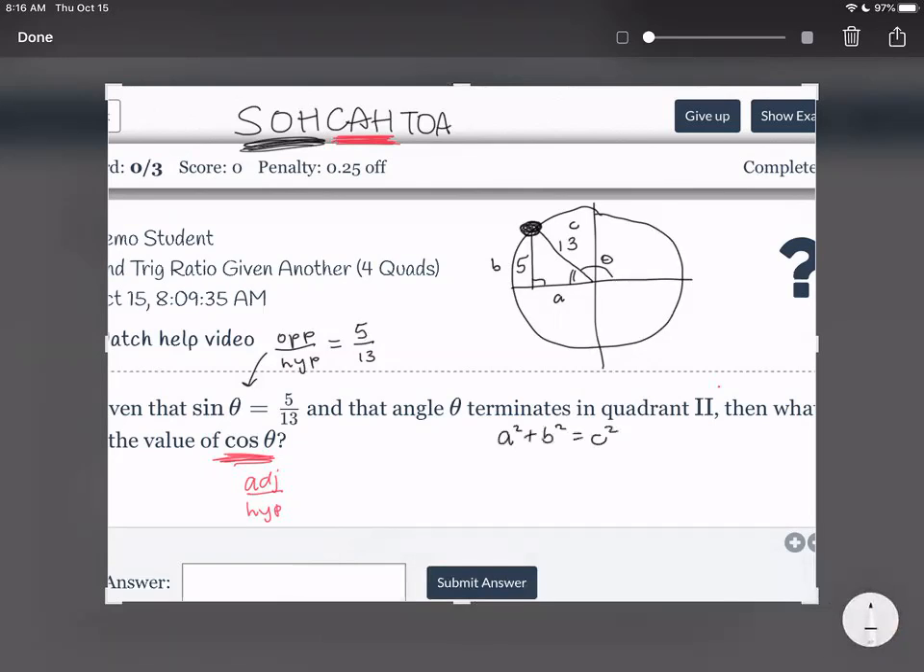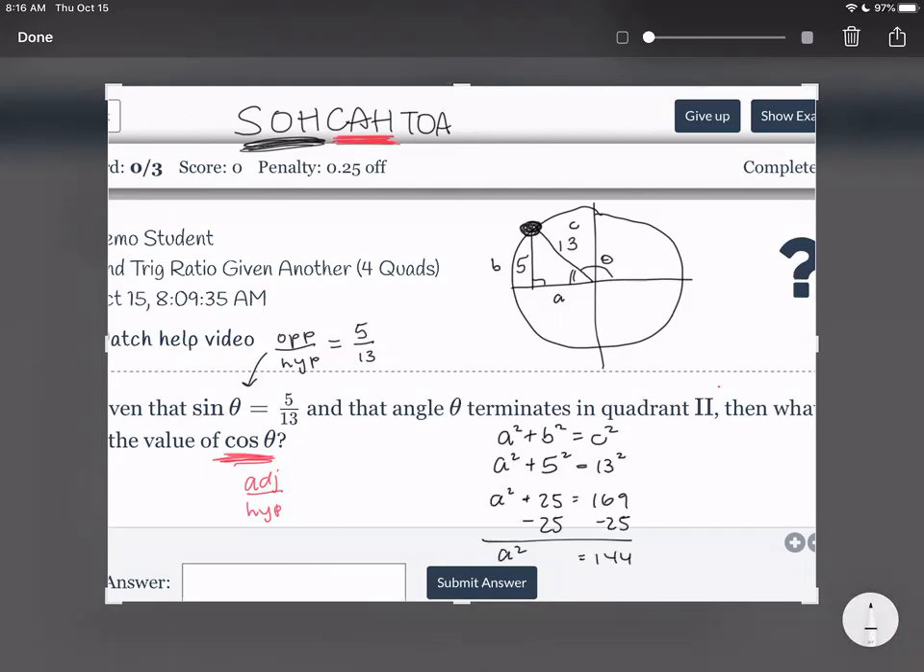A squared plus b squared equals c squared. So we don't know what a is, but we do know that b is 5. So a squared plus 5 squared equals 13 squared. Then solving for a, we get a squared plus 25 equals 169. Then you subtract 25 on both sides. You get a squared is equal to 144.